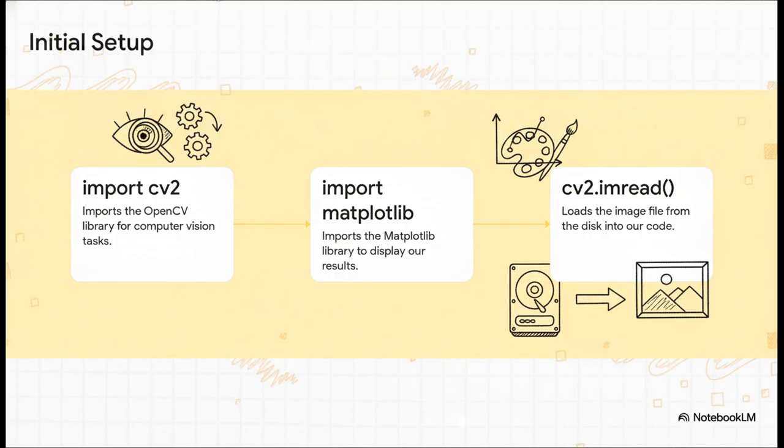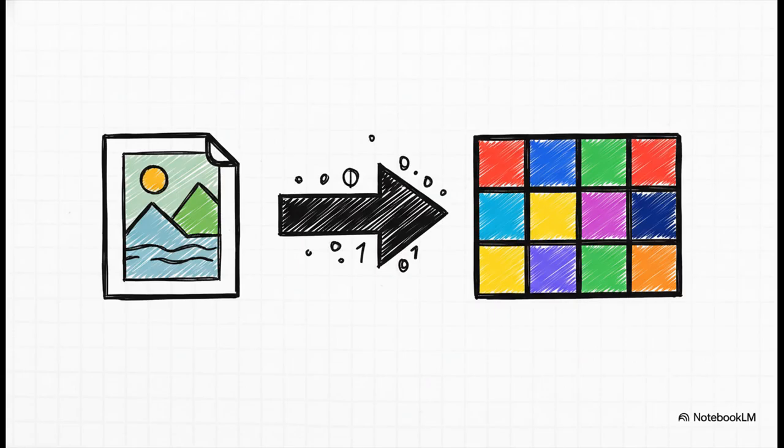This single line of code reaches right onto your hard drive, grabs that image file, and pulls it into our program's memory. And just like that, it's not a .png file anymore. The image has been transformed into something way more powerful, a special data structure called a numpy array. This right here is the magic moment. We've successfully translated a visual thing into pure, structured information that our code can now work with.